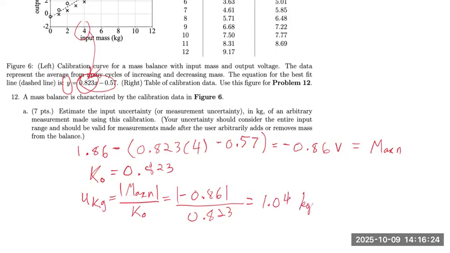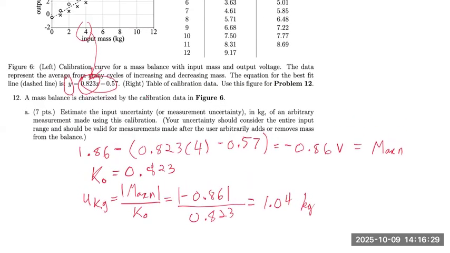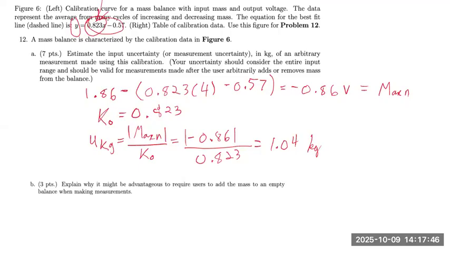Okay, that part is finished, and we want to do part B. We want to explain why it might be advantageous to require users to add the mass to an empty balance when making measurements. This is because the effects of hysteresis could be reduced by fitting to only the data with increasing mass. As a result, it appears that uncertainty could be reduced to about half.